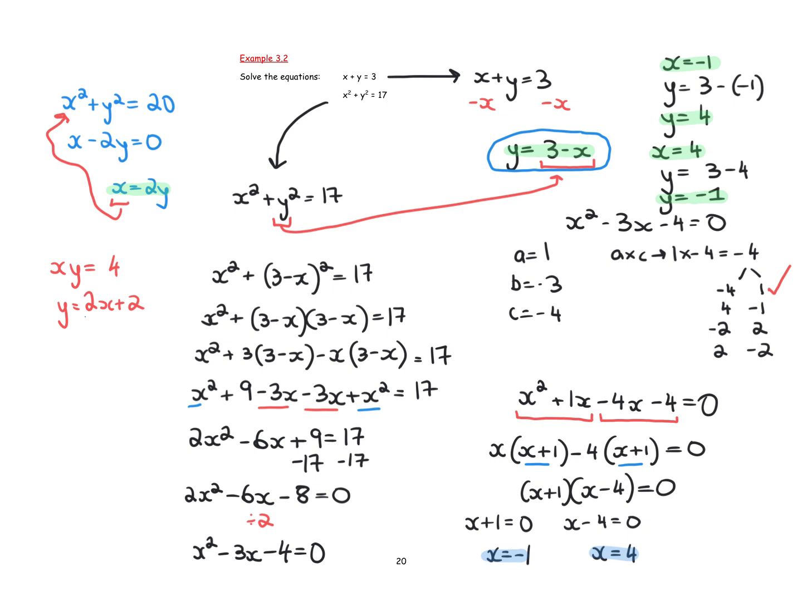All you'd have to do then is replace the y in the quadratic one with exactly what we know y is. So you'd end up here with x times 2x plus 2 is equal to 4. Now this will create a quadratic straight away. We'd have 2x squared plus 2x is equal to 4, and then it just becomes solving the quadratic using either your minus b formula or your factors.